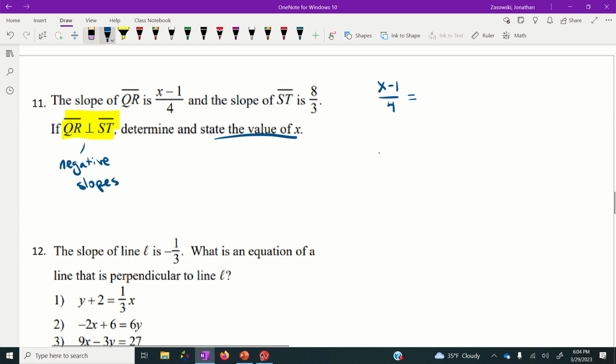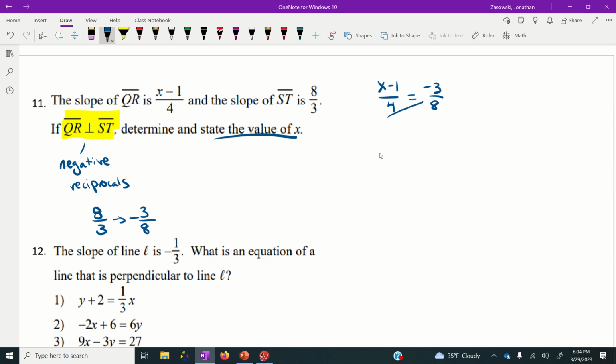So we wrote negative slopes. This should be negative reciprocals. I'm talking and writing at the same time. So that means if I take 8/3 and do the negative reciprocal, we flip it upside down and we change the sign. So it started positive, it ends negative. Now I'm going to come over here. I'm going to write -3 over 8, and all I'm going to do is solve.